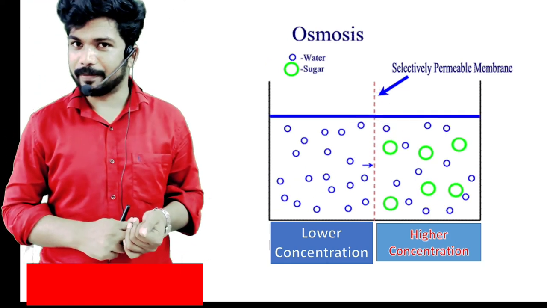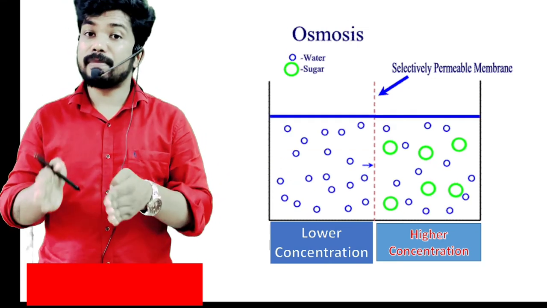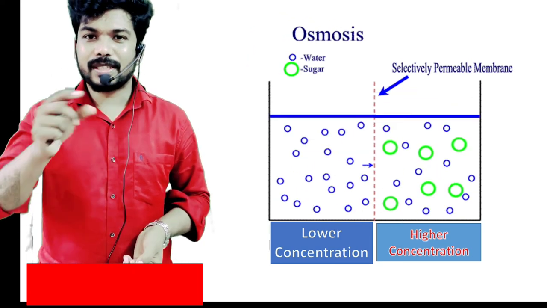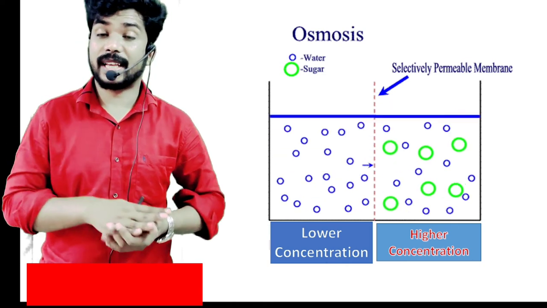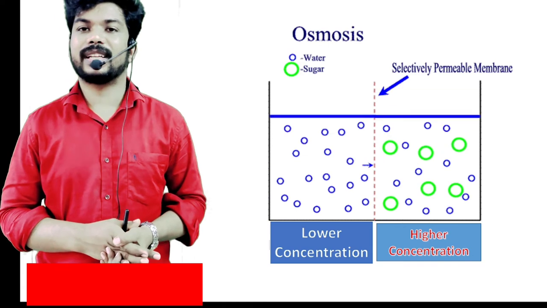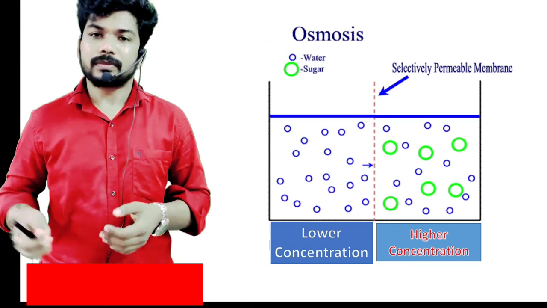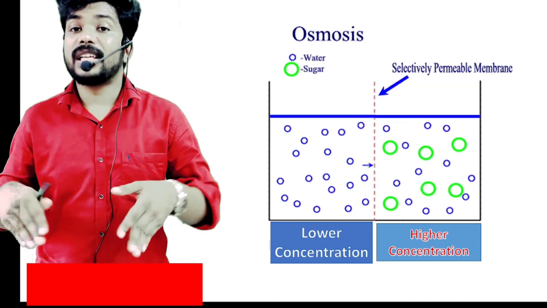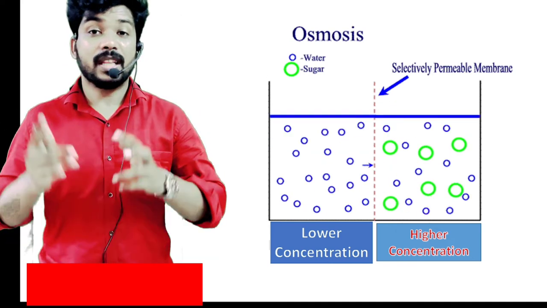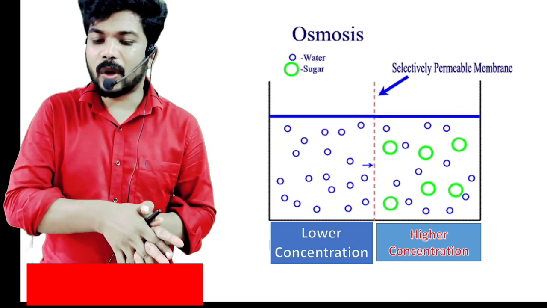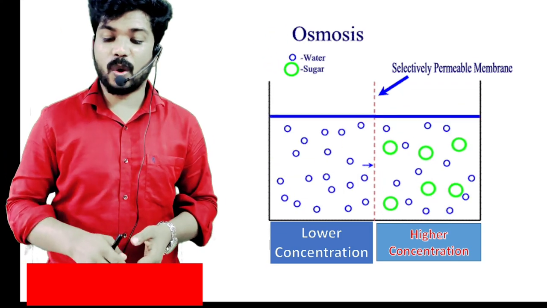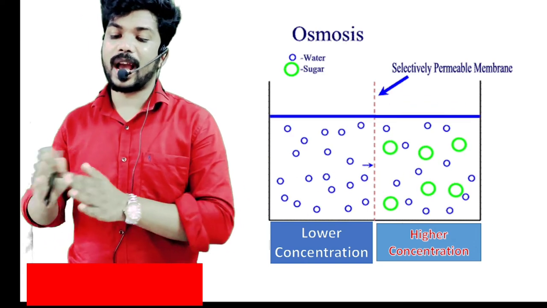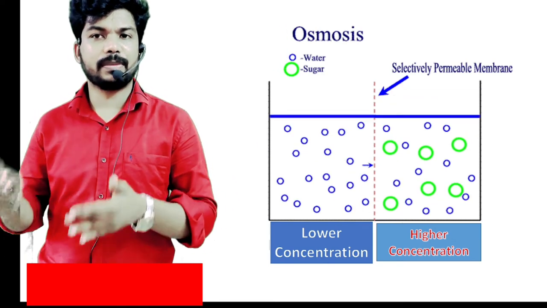But if we separate this with a semi-permeable membrane, a real life example of a semi-permeable membrane is just the skin of an egg. Also animal skins are taken as semi-permeable membranes. Normally the flow is from higher concentration to lower concentration, but if we separate it with a semi-permeable membrane, the solvent molecules will flow from lower concentration to higher concentration. You can see in the figure, the solvent molecules flow from the lower concentration to the higher concentration.